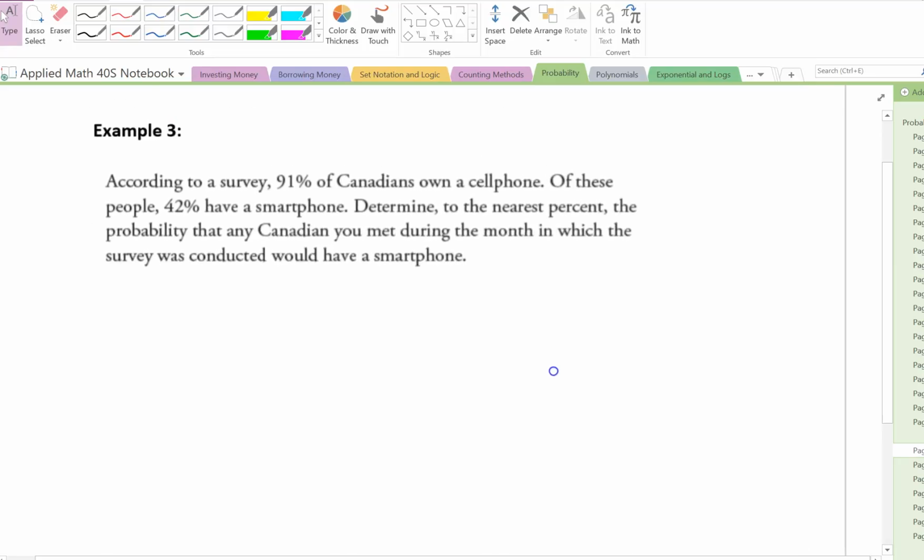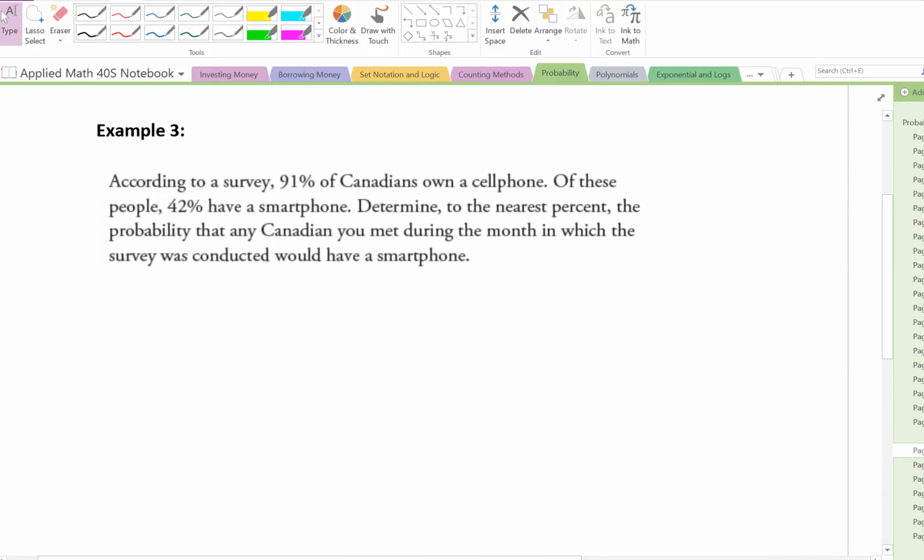So this is another question where we're going to be using the tree diagram, and you can see how this comes about. It says, according to a survey, 91% of Canadians own a cell phone. It's nice when they give you the percentages already, because they're already giving you a probability. You don't have to do any extra math with that probability itself. We just have to do more math with what we're being asked for.